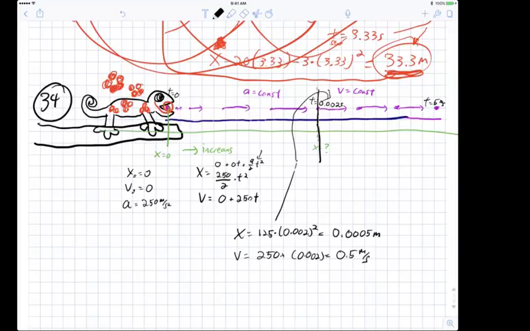5 seconds. Really? Let's try it again. 110 divided by 22. I guess that makes sense. So it takes 5 seconds to go from here to here. So the time here is 20 seconds, and the time here is 25 seconds.